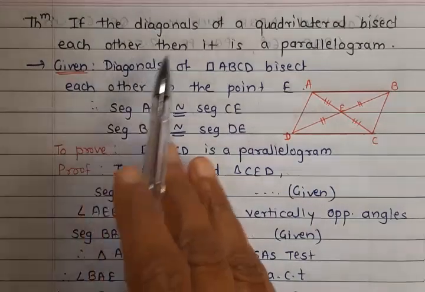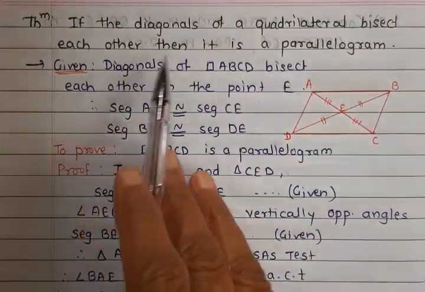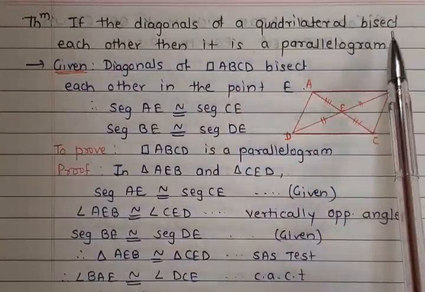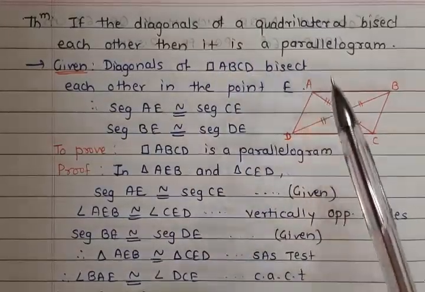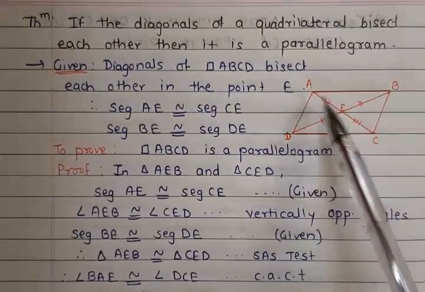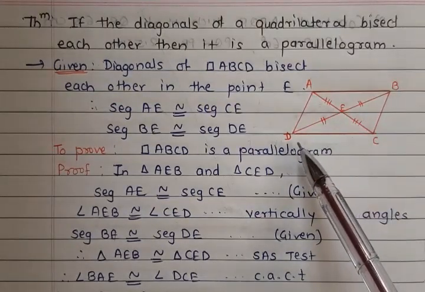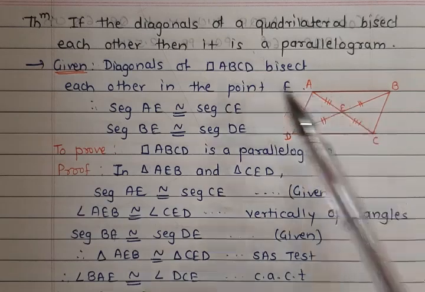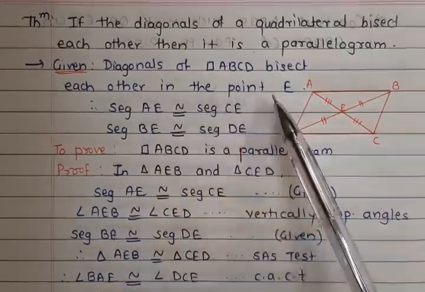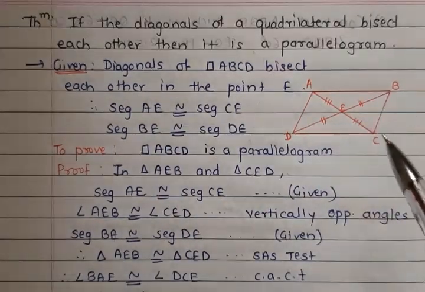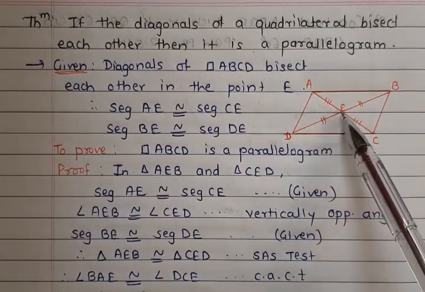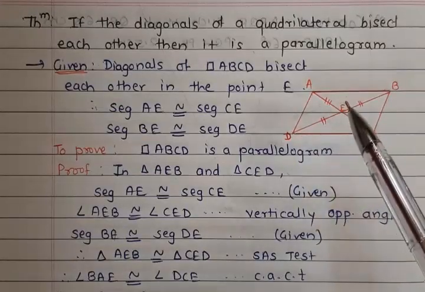Next theorem: if the diagonals of a quadrilateral bisect each other, then it is a parallelogram. Now look at the diagram. Here quadrilateral ABCD is given. In that, AC and BD are the diagonals. These diagonals intersect each other at point E. So it is given that the diagonals of quadrilateral ABCD bisect each other at point E. Therefore, segment AE is congruent to segment CE, and segment BE is congruent to segment DE.